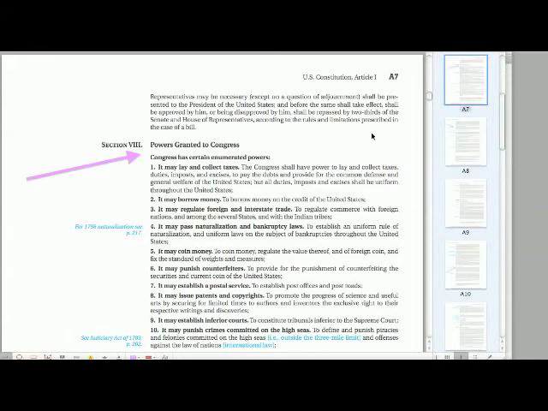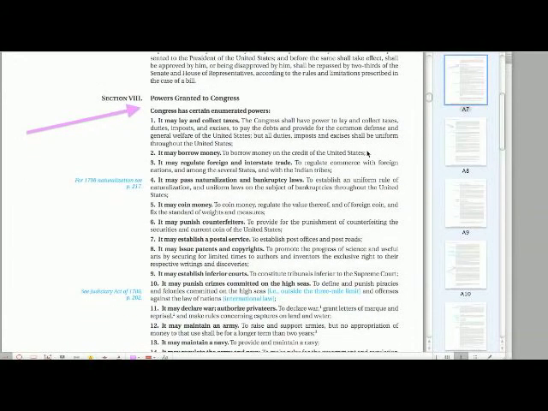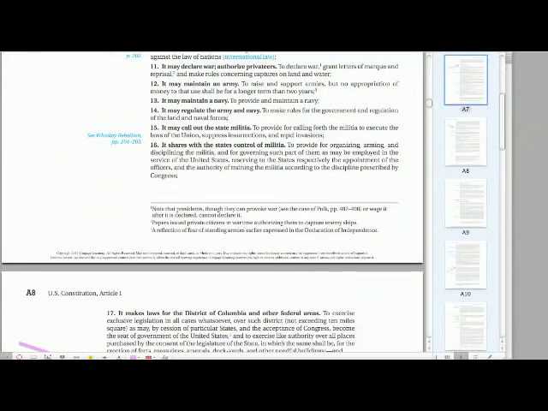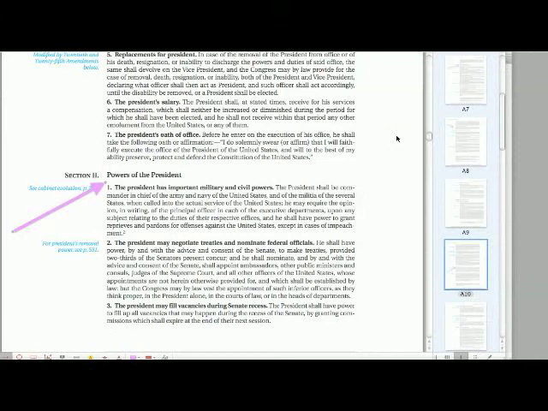Important to limiting the power of the different branches of government is that in the Constitution, Congress's powers and the President's powers are specifically listed. Here in Article 1, Section 8, you can see the powers that are granted to Congress. They're very specific. There are 18 of them. And here in Article 2, Section 2, you see the powers of the President.